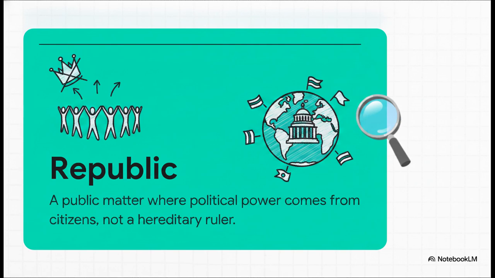Basically, a republic is a government where the country is fundamentally considered a public matter. It is not the private property or the personal estate of a ruler. Most modern democracies around the world are also republics, with the head of state usually being an elected president rather than a monarch. The foundational idea here is absolutely crucial. Political power originates from the citizens, not from hereditary bloodline.